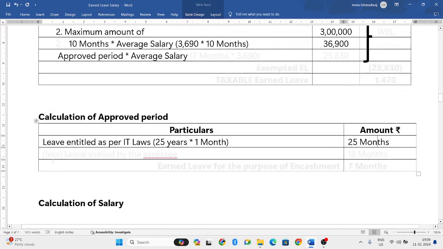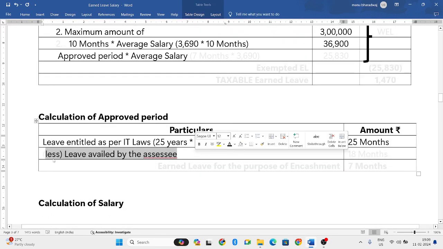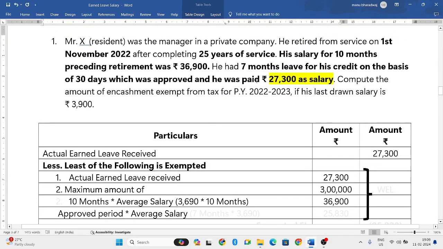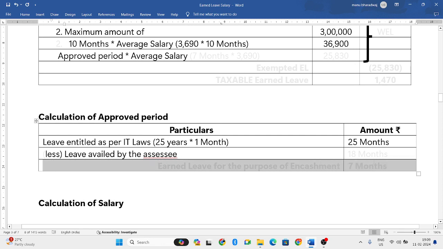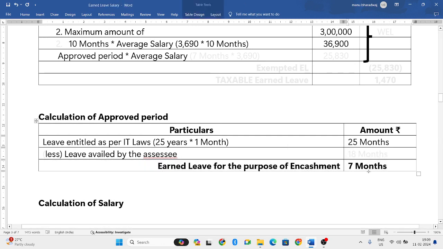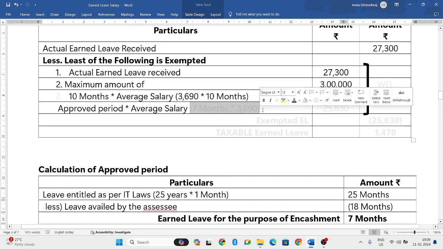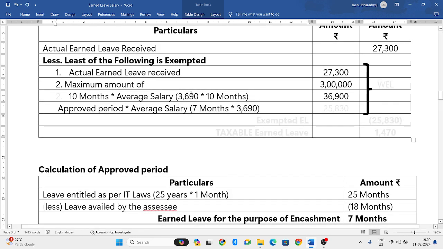Less leave availed by the employee. How much leave has he taken? In the question, they have told that he has 7 months leave in his balance. So 7 months he has in his account balance, and that is his encashment. So 25 minus 7 will be 18. So 18 months he has utilized the leave, and the remaining 7 months he has balance in his account. That is the meaning. So the approved period will be 7 months into average salary, which is 3,690.